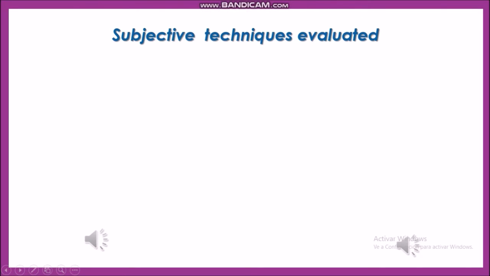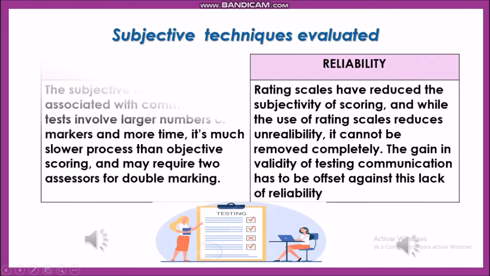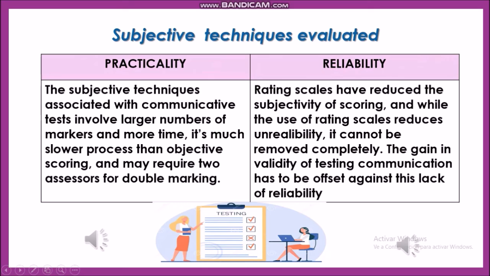Subjective techniques evaluated. In practice, subjective testing techniques are normally used to test the productive skills, speaking and writing. Reading, listening, grammar, and vocabulary can be tested objectively. Practicality. The subjective techniques associated with communicative tests involve large numbers of markers and more time. It's a much slower process than objective scoring and may require 2 assessors for double marking.